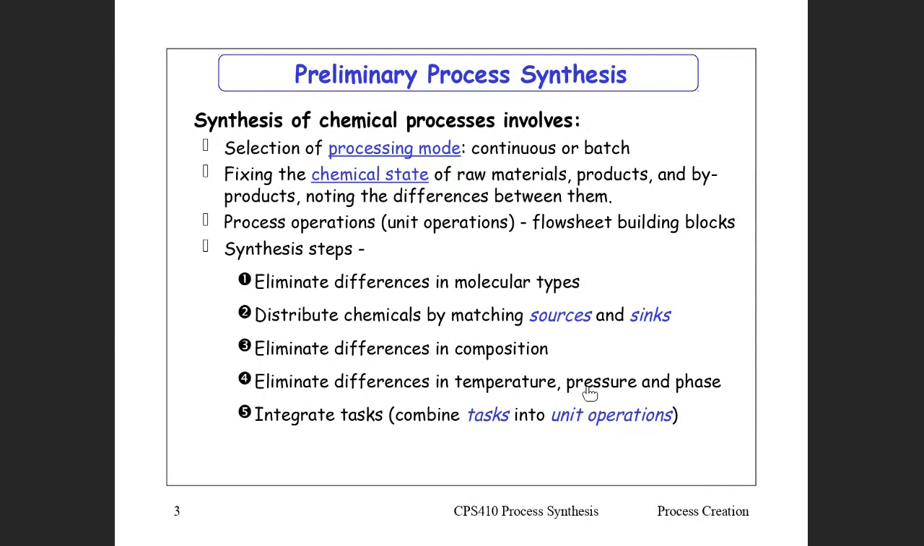Finally, fourthly, eliminate differences in temperature, pressure, and phase. So as you're going through a chemical process, you would need a different temperature. The reaction will proceed only at certain temperatures, or the catalyst that you're using will only operate at various temperatures and pressures, and it'll operate in the gas phase or the liquid phase or both. You need to essentially decide what pressures, temperatures, and phases you need, and then you need to actually change those temperatures, pressures, and phases.